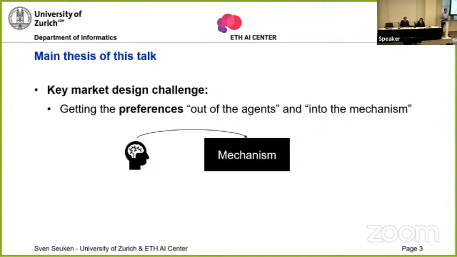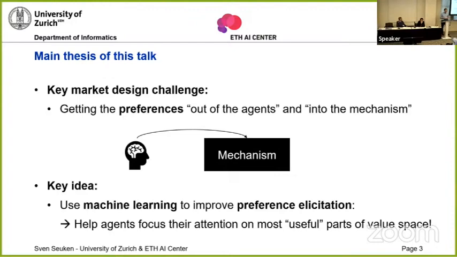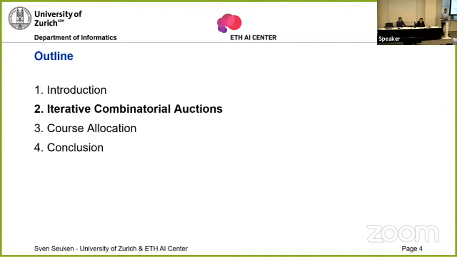all of these bundles. And the main thesis of my talk today is that a key market design challenge in many domains, but in particular in this domain, is getting the preferences out of the agents and into the mechanism. And the key idea I want to put forward today is that using machine learning can really help to improve preference elicitation by helping the agents focus their attention on the most useful parts of the value space.